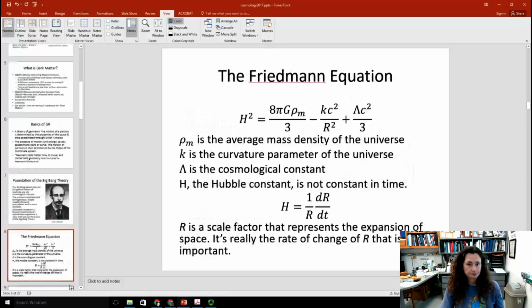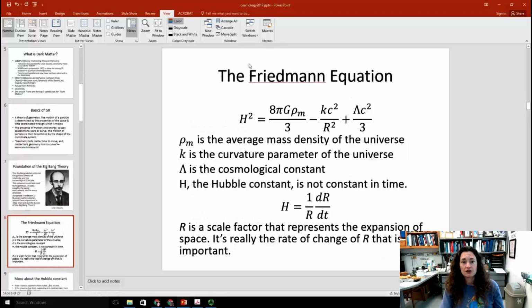So Alexander Friedmann, he was a Russian mathematician, and he solved the equations that I'm about to show you in 1922, and they laid out later the basics of the Big Bang theory that was developed in 1948 and on. So here's his equation, the Friedmann equation. So let me read it out to you. H squared is equal to 8 pi G rho over 3 minus k c squared over R squared plus lambda c squared over 3.